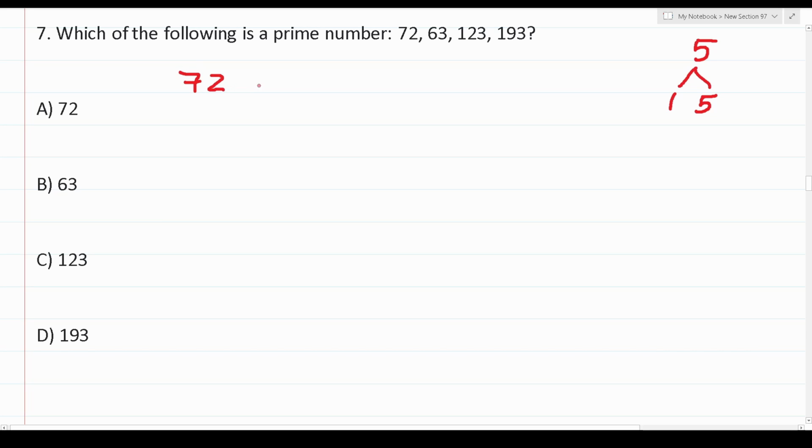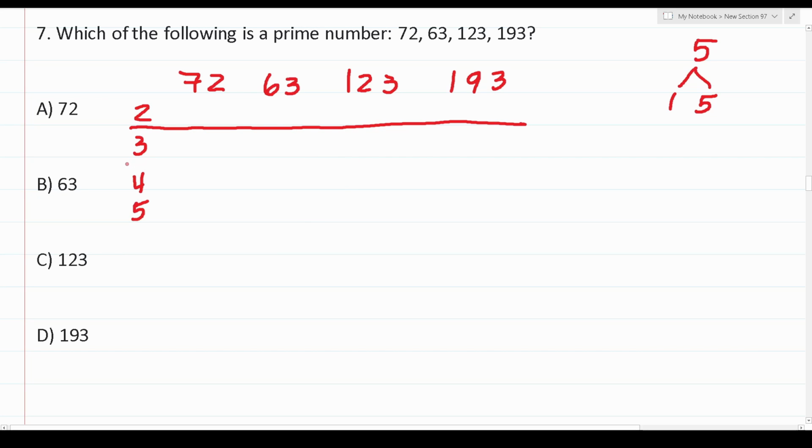We have 72, 63, 123, and 193. We can actually apply divisibility rules to check to see if these numbers are divisible by 2, 3, 4, or 5 very quickly and in our head. And if any of these numbers is divisible by 2, 3, 4, or 5, then they are not prime. All right. And I'm not going to do all these because I have a video on how to use the divisibility checks for 2, 3, 4, and 5. Instead, I'm just going to focus on 3 because looking at these set of numbers, I already know which one's prime.